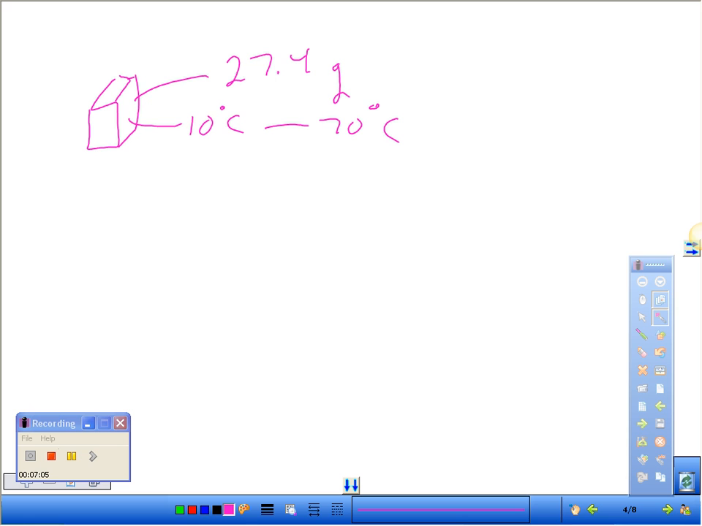And you somehow can determine, which we will get into later when we talk about calorimetry, that that substance has gained 4,308 joules of energy. So my question is, what is the specific heat for this substance?